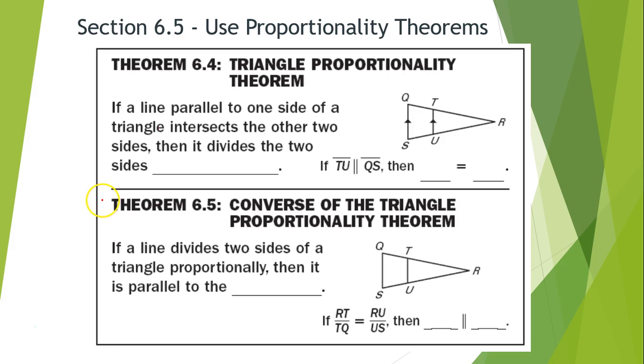So here's a couple of our theorems. They're converses of each other. So let's look at this first one. If a line parallel to one side of a triangle intersects the other two sides, then it divides the two sides proportionally, is what that blank is supposed to say. So let's write that in.